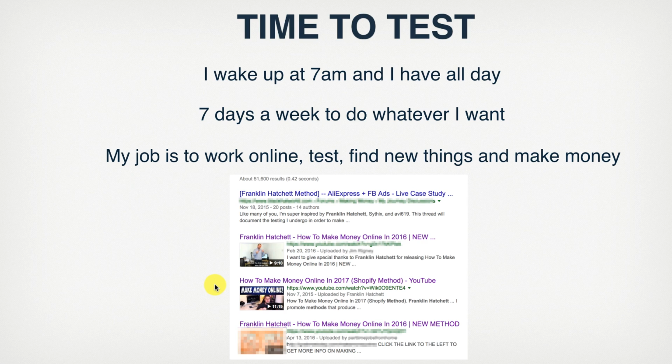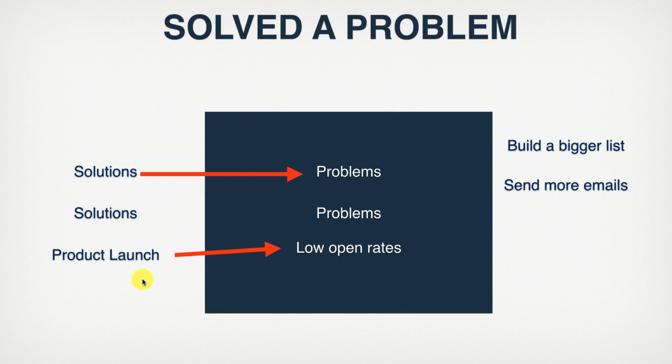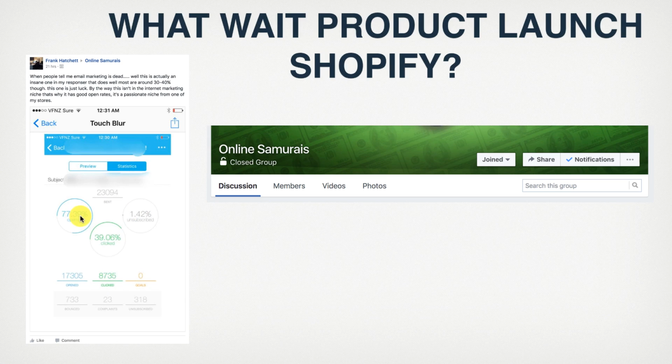So what I'm trying to say here is take what you learn from me, take what you learn from other people, and test things out. And I know I say that a lot, testing, but that is what I do. There's no secret to what we do. We test. And what we did is we had a problem, we tested product launches, and look at the results.